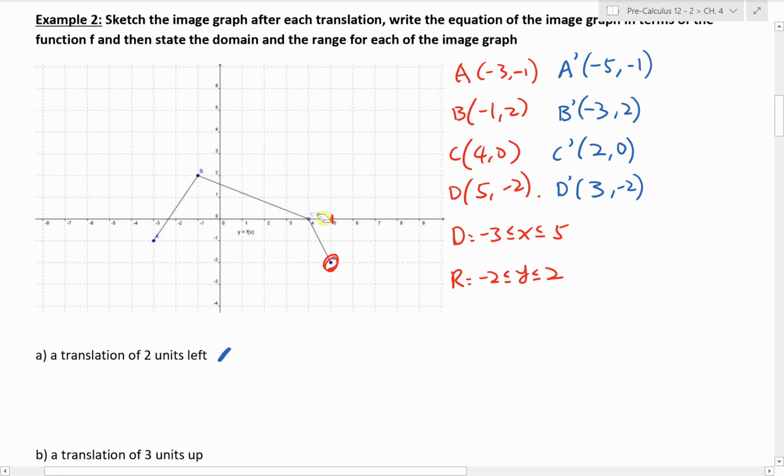Okay, so now I'm going to plot them. -5 and -1 is right here. -3 and +2 is here. 2, 0 is here. 3 and -2 is here. And now I can join them together.